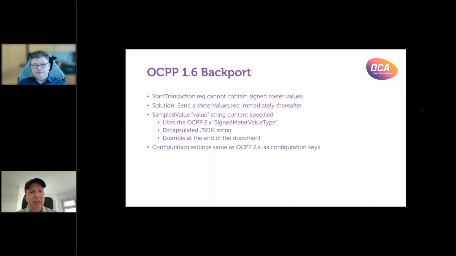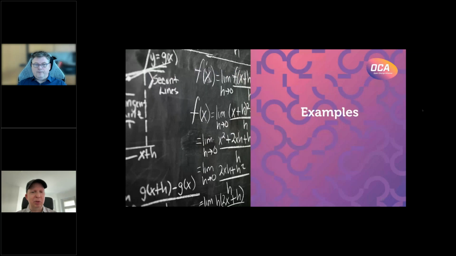The configuration keys, as I said, are the same as in 2.x, but of course 2.x has a device model for configuration, while 1.6 has configuration keys, so we have to have a sort of mapping between the device model variables and the configuration keys. That's also specified. So for 2.x, the device model variables are specified, and for 1.6, the configuration key names are specified in the document. Next slide, please. Now we get on to the examples. Yes, next slide.